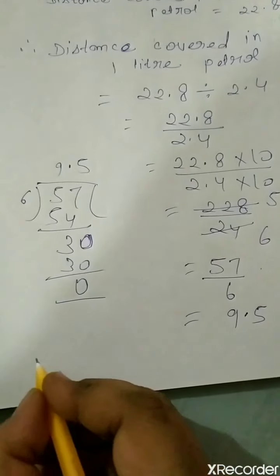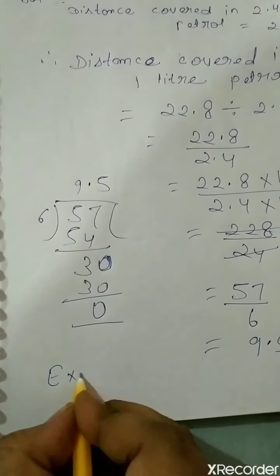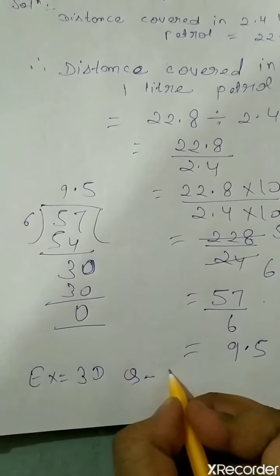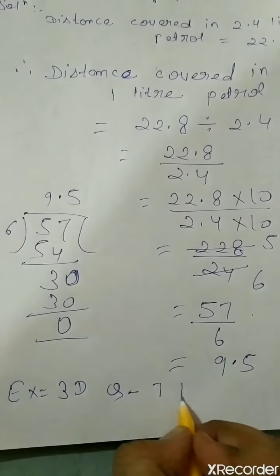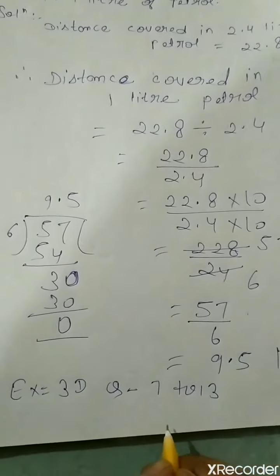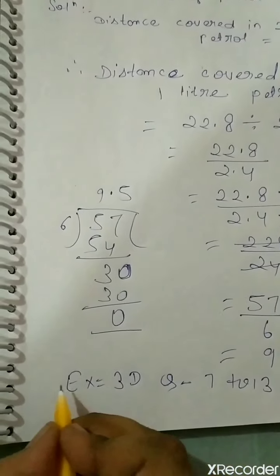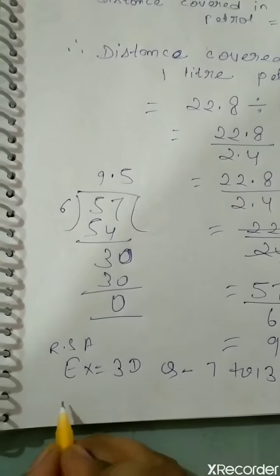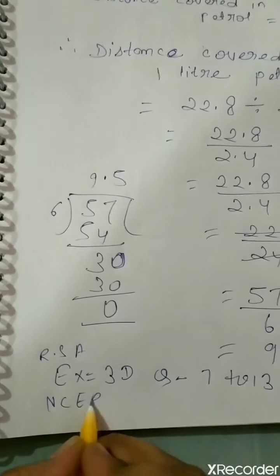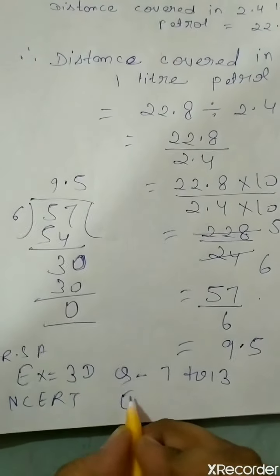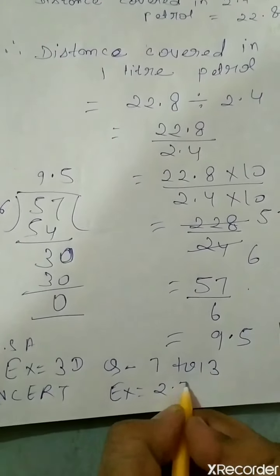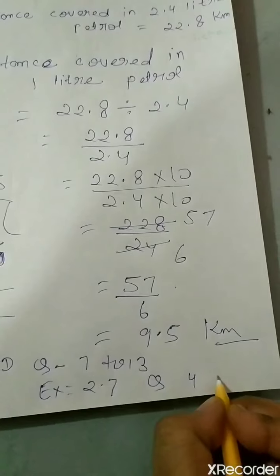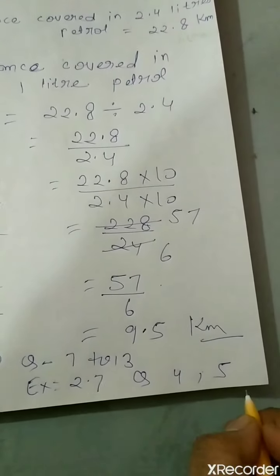So now in homework you will solve exercise 3D question number 7 to 13, from R.S. Agrawal. This you will do from R.S. Agrawal only. And now in NCERT, exercise 2.7, question number 4 and 5. Okay, thank you.